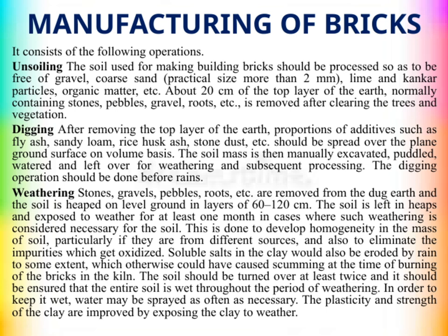This period helps develop homogeneity in the soil, particularly if it comes from different sources, and also helps eliminate impurities that could oxidize. For example, soluble salts in the clay can be leached out by rain, reducing the risk of scumming during kiln firing. Throughout this period, it's important to turn the soil over at least twice to ensure uniform weathering, and keep it consistently moist. Water can be sprayed as often as needed. This exposure to weather improves the plasticity and strength of the clay, making it more suitable for brick manufacturing.